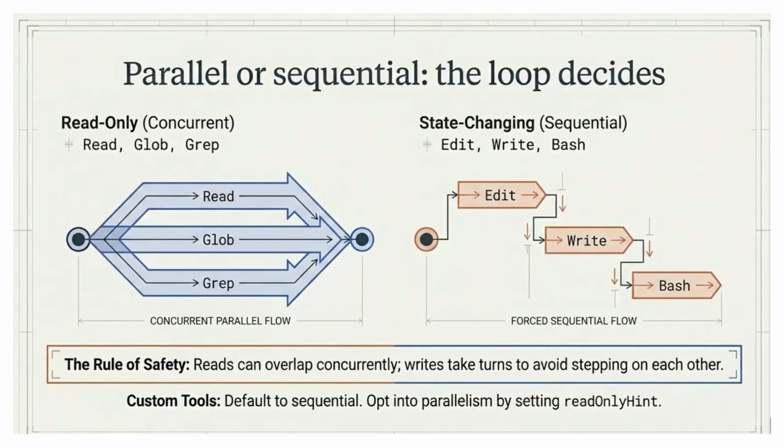Parallel or sequential? The loop decides. When Claude requests several tool calls in a single turn, the SDK does not always run them one at a time. The rule is about safety, and it explains some timing you will see in your logs. Read-only tools can run concurrently because reading the same repo from 3 calls at once changes nothing. Read, glob, grep, and any MCP tool marked read-only fall here. Tools that change state run sequentially to avoid stepping on each other. Edit, write, and bash. So if Claude asks to read 5 files at once, they fan out in parallel. If it asks to edit 3 files, they go in order.